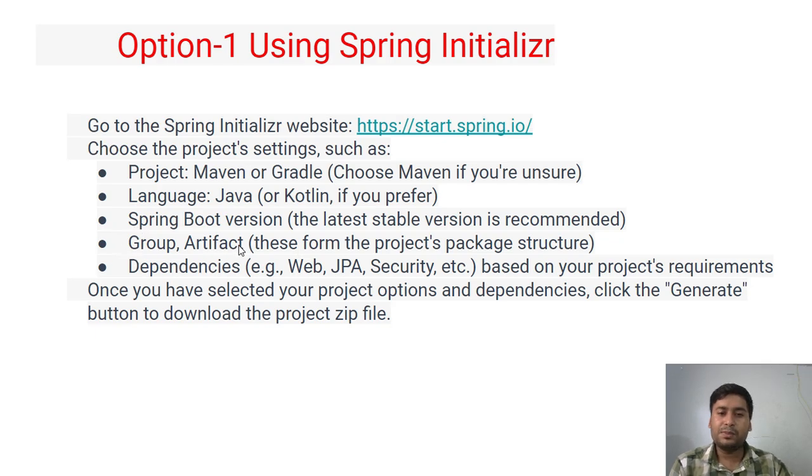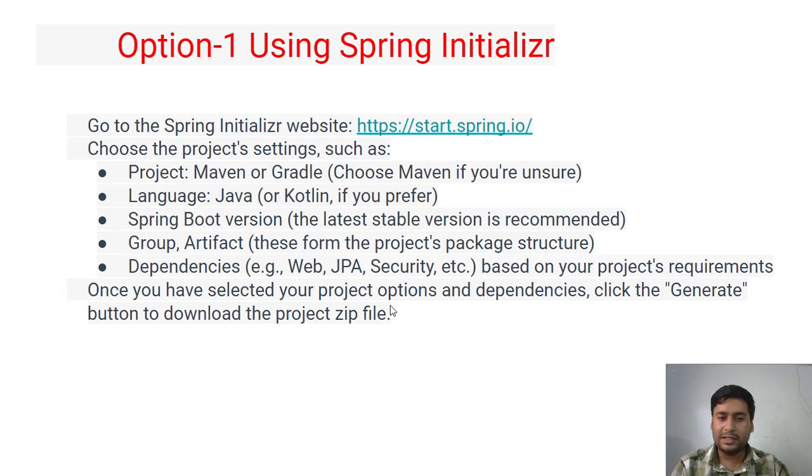Group artifact means project name or package. Okay, so these are the project package structures, those it will do. Dependency means what you want: a web dependency, JPA dependency, security dependency. Those are the jars you have to download while creating a project based on your project requirements.